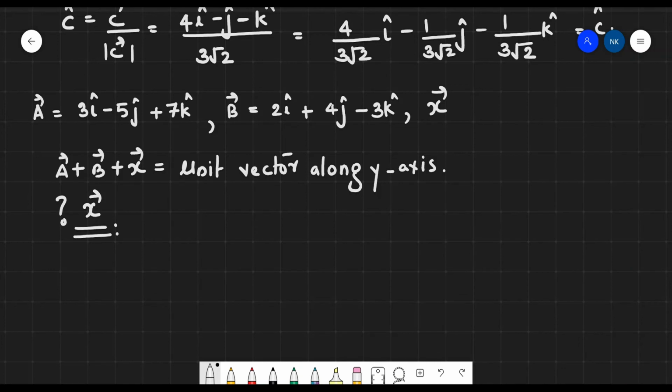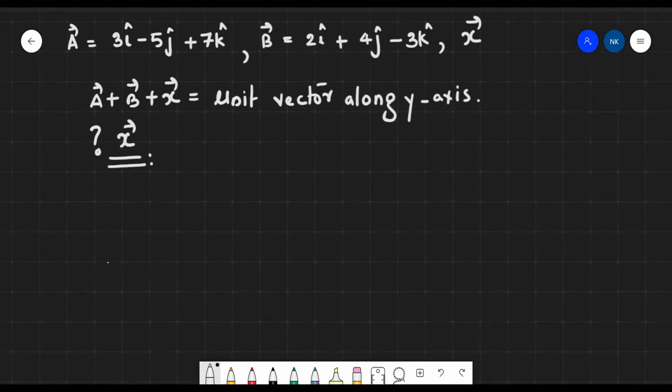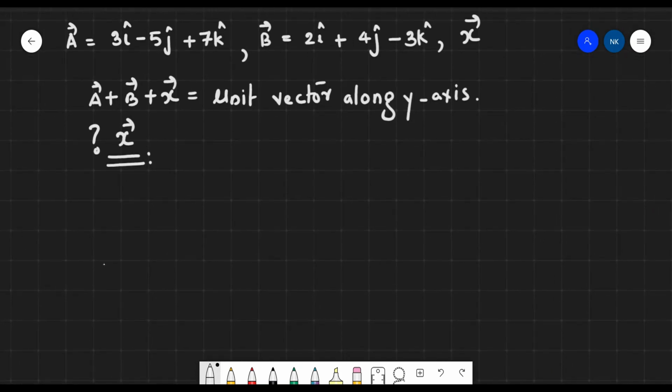Hope the question part is clear to you guys. अब आप देखिए हम इसको कैसे करेंगे. क्वेश्चन ये कह रहा है वेक्टर A प्लस वेक्टर B प्लस वेक्टर C equals to j cap, isn't it? This is what the question says. So I'm going to substitute the value of A.